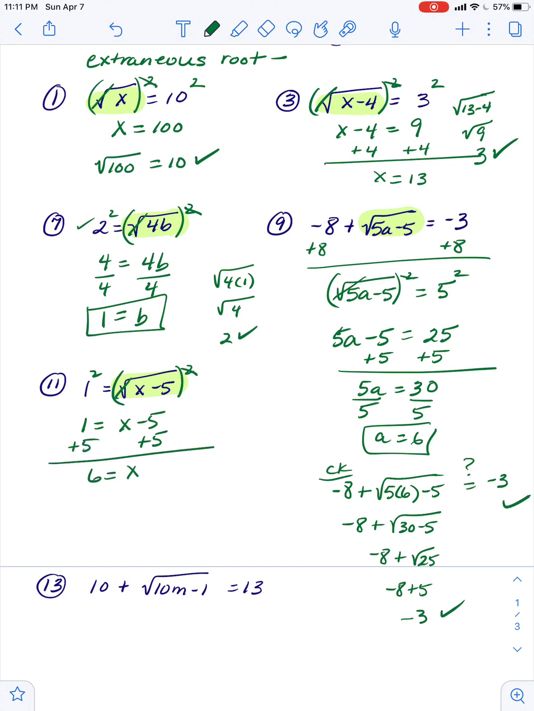So x is 6. Again, we're going to do a quick check because 6 minus 5 is square root of 1, which is 1, and that's what I want it to be. Okay?